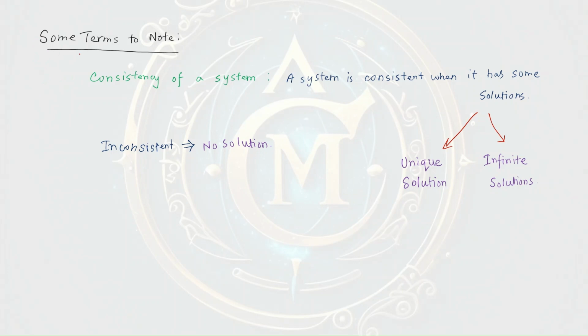Now there are some terms to note before going to the discussion of Cramer's rule and the matrix inverse method. You need to keep in mind what the consistency of a system is. A system is consistent when it has some solutions. It may have a unique solution or it may have infinitely many solutions. And if the system is inconsistent, it has no solution.